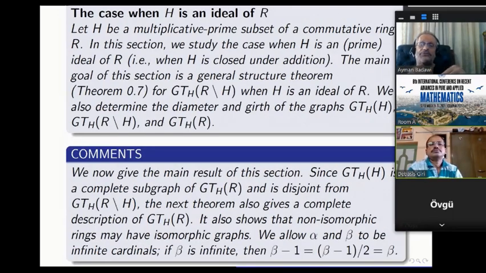So we are going to divide this talk into two parts. What about the first case as written here? Remember, my H is a multiplicative prime subset. What about if H is an ideal of R? Okay. So in this case, we assume H to be an ideal of R. Here are some comments you read. I come to the first result.